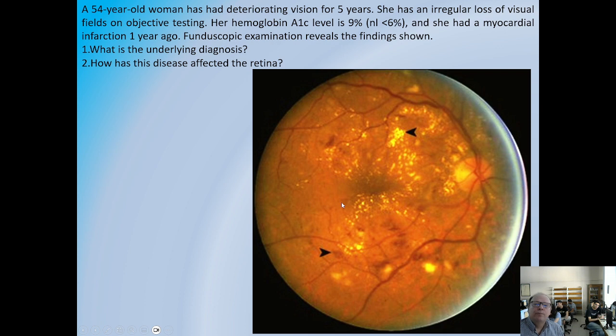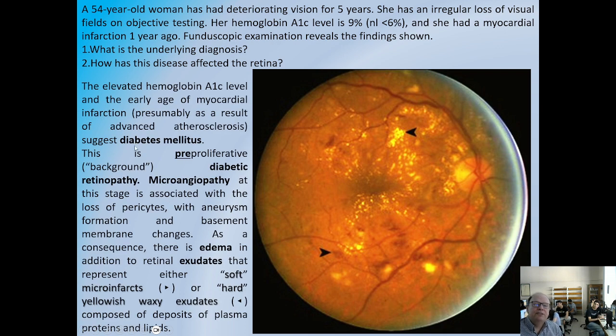Here is the fundus, and you see here that this is a pre-proliferative diabetic retinopathy with microangiopathy, and there is edema and retinal exudates. And how do we see these exudates if you are an ophthalmologist? There are either soft microinfarcts, like here, or yellowish exudates. These two signs mean that there is a pre-proliferative, a background diabetic retinopathy.